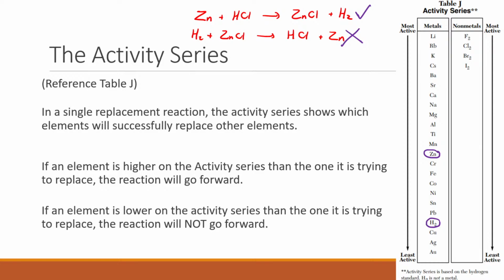And so when we're trying to decide if a reaction is going to happen or not, we're going to find both of the elements involved on Table J. The higher one will be in the compound at the end. Zinc will replace hydrogen. Hydrogen cannot replace zinc.